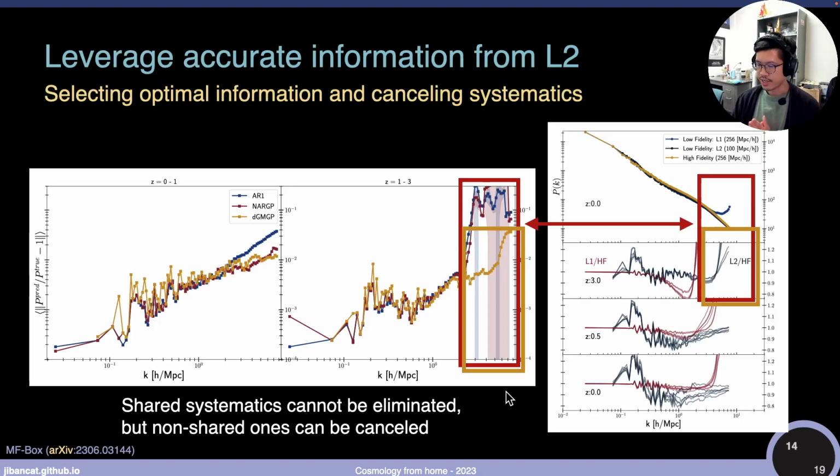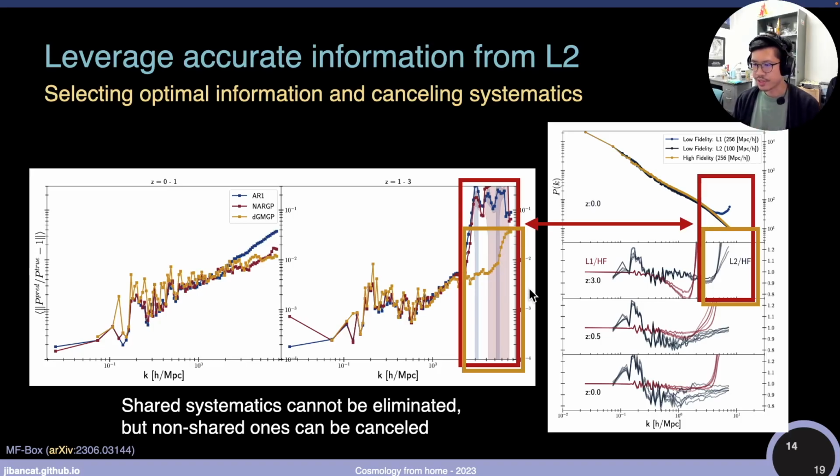If you think about it, for the L2 you still have some initial interparticle spacing at smaller scales compared to the L1, but they are there. So this is a good demo that if there are shared systematics, you have a hard time canceling them.